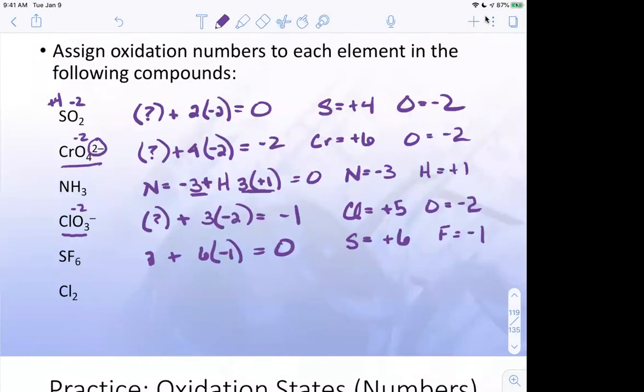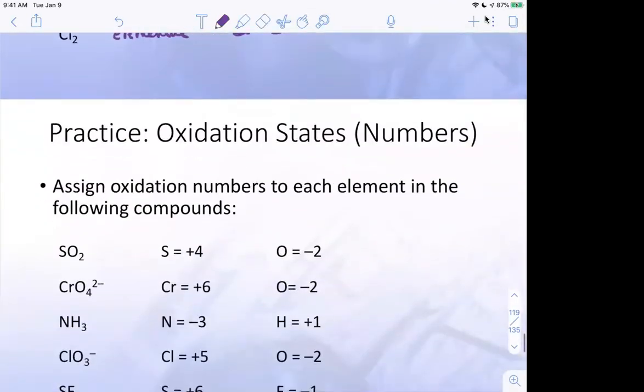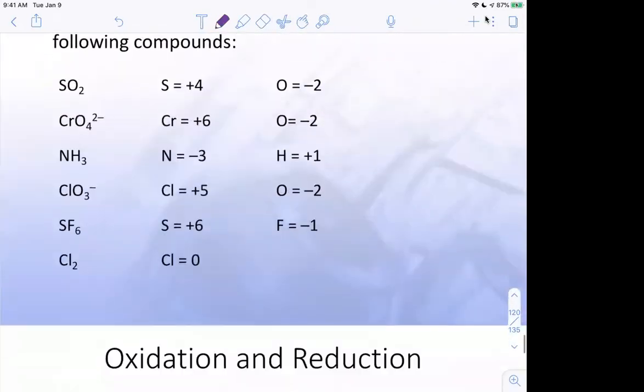And then Cl2, this is elemental, right? That's my diatomic molecular elemental form of chlorine. So my Cl is going to be 0. This is the kind of analysis you have to do every time I want to figure out what's happening in an oxidation reduction sequence.